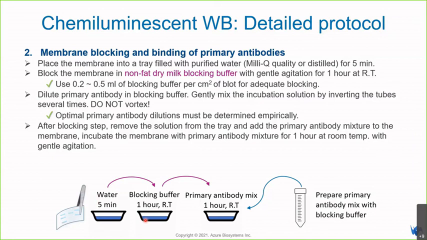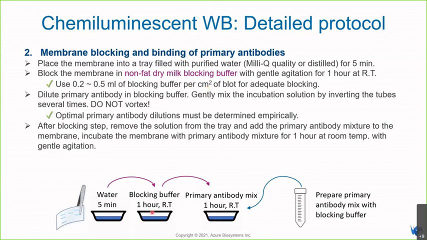To give you adequate blocking, you must use at least 0.2 to 0.5 ml of blocking buffer per square centimeter of the blot to give you a sufficient amount of blocking.